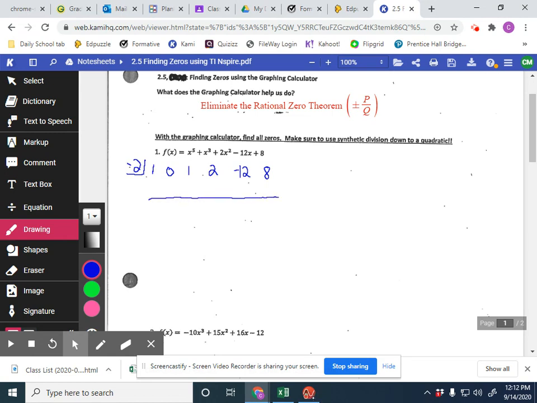Now I should get this remainder. I should get this to be 0 right here. All right, so let's do synthetic division. We bring down the 1. -2 times 1 is -2. Add here, we get -2.